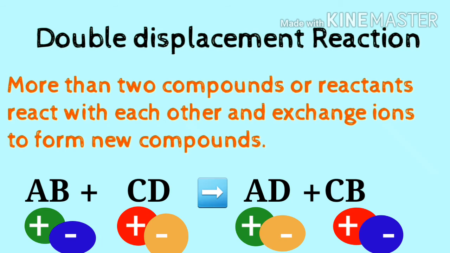In general, we can draw it like this. Compound AB reacts with CD and they exchange their anions B and D with each other, and we get new compounds AD and CB. So as we mentioned earlier, the double displacement reaction is not based on the reactivity series, but on the exchange of anions or cations.